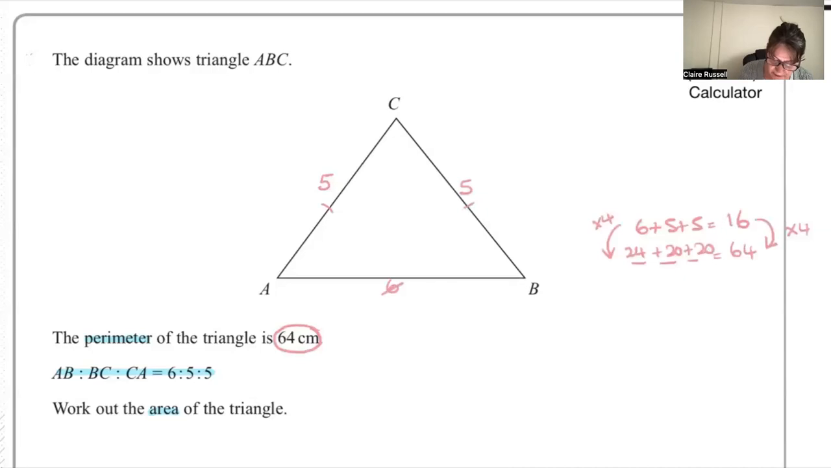So the real numbers on these edges, once I've used the ratio, and you can use any method that works for you, okay? But the edges are actually 20, 20, and 24, so that the triangle equals 64. And I've stayed in my ratio. I've now got to work out the area. So area of a triangle is base times height divided by 2. The base is 24, and the height is an unknown.